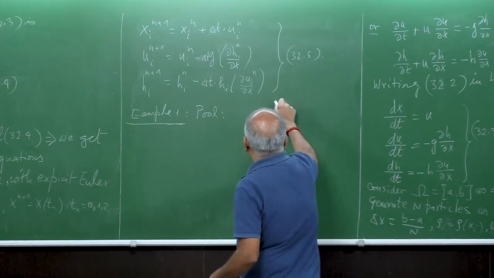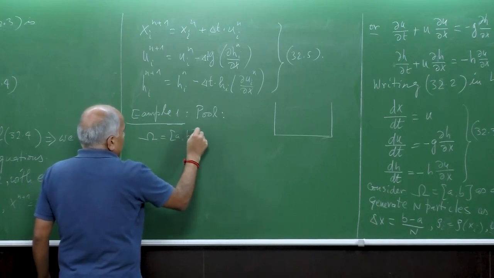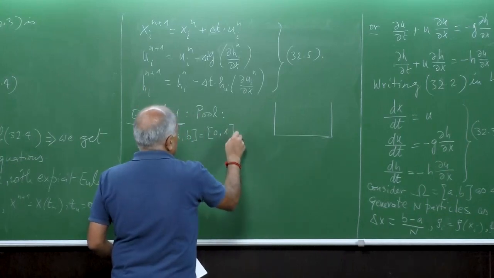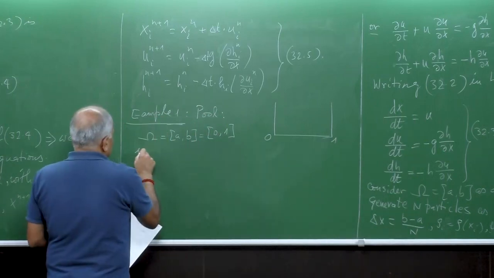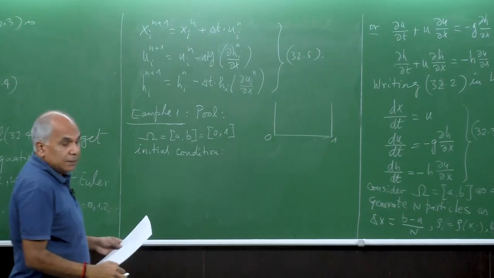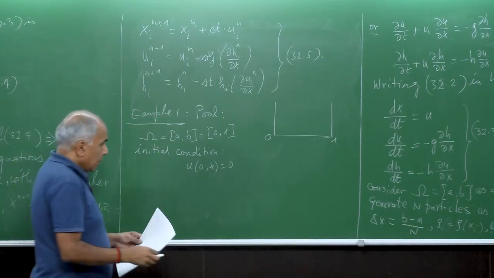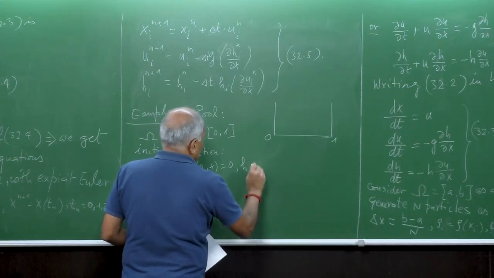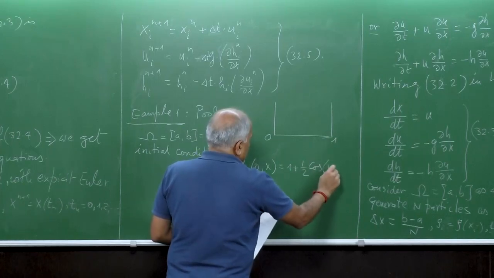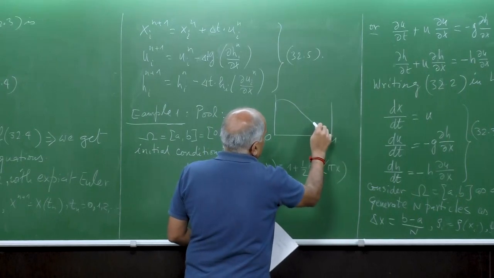So for example, I have the domain here. My omega, the computational domain, I take as 0 to 1. The initial condition is: initially I have a 0 velocity, and h of 0, x is 1 plus half cosine of pi x. So it means I have 0 to 1, and initially I have this type of wave here.